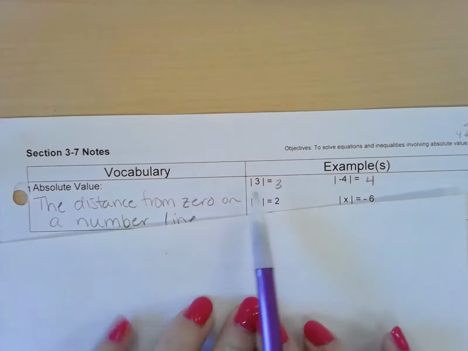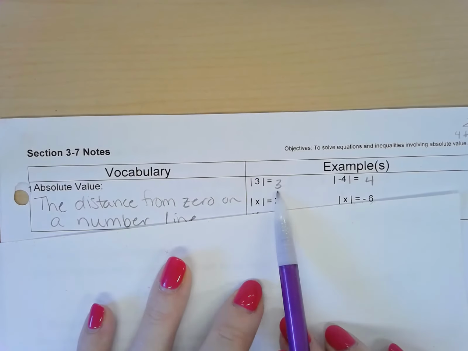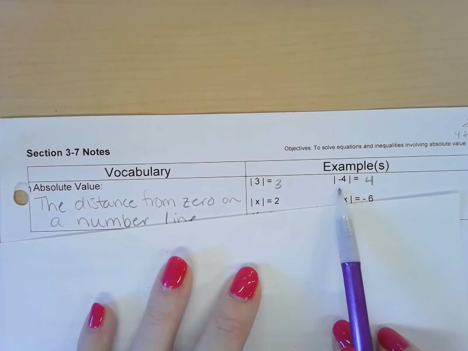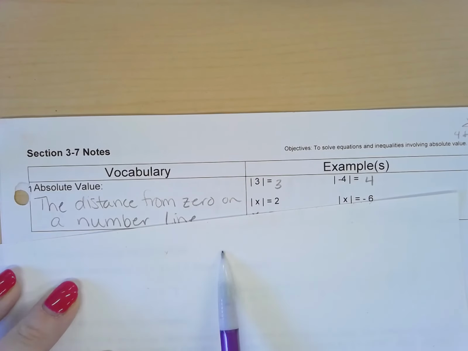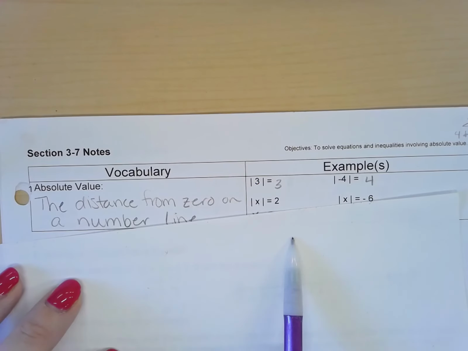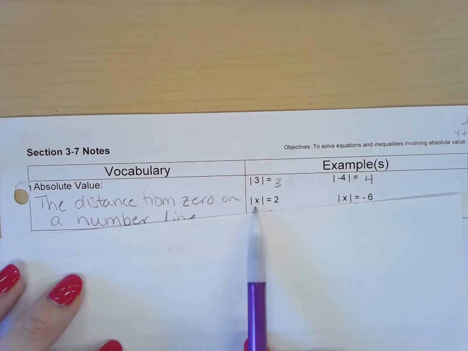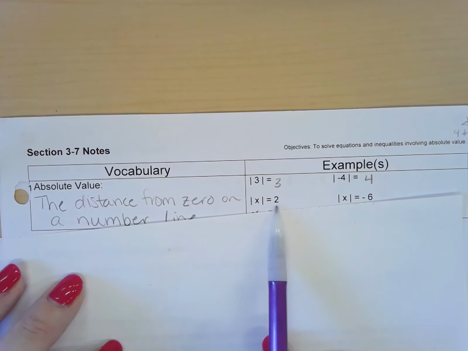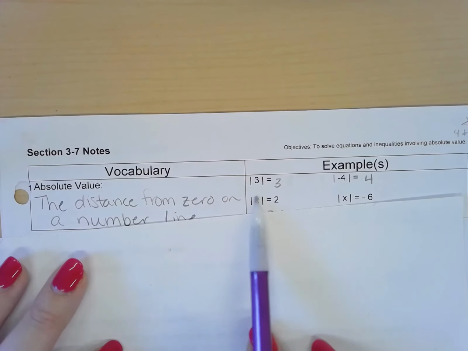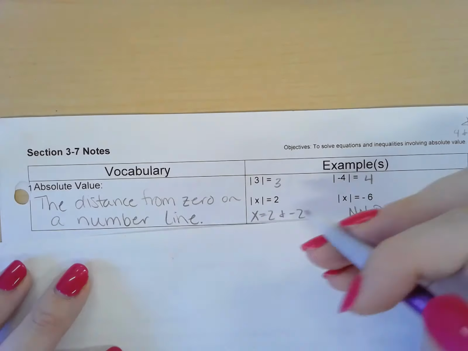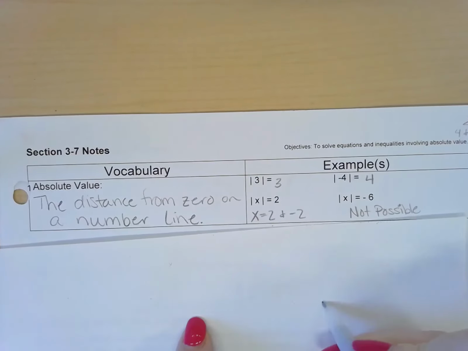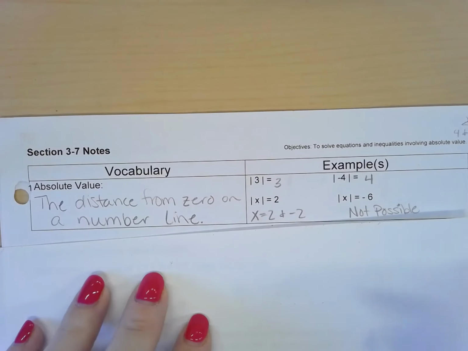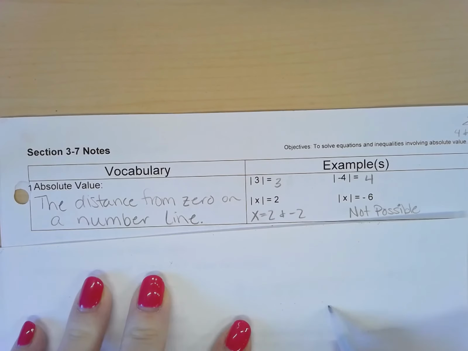So for example, we have the absolute value of 3, which is just 3. The absolute value of negative 4 is 4, because it's going to be 4 marks to 0. If I don't know what this number is, but it equals a positive number, that means inside this absolute value, this could be 2 or negative 2. They're both 2 tick marks away from 0 on a number line.